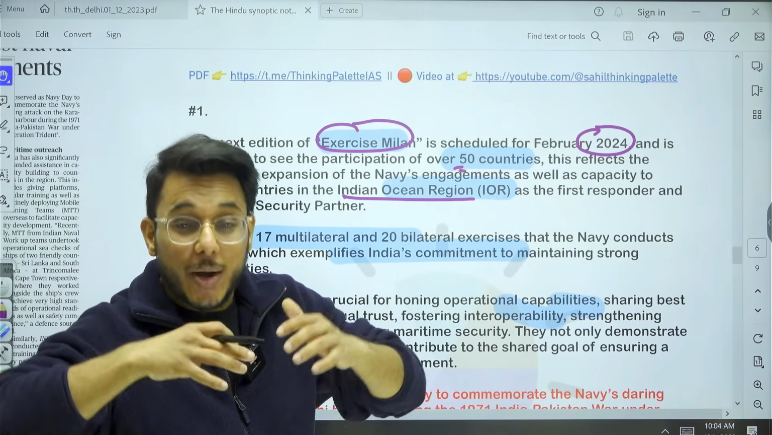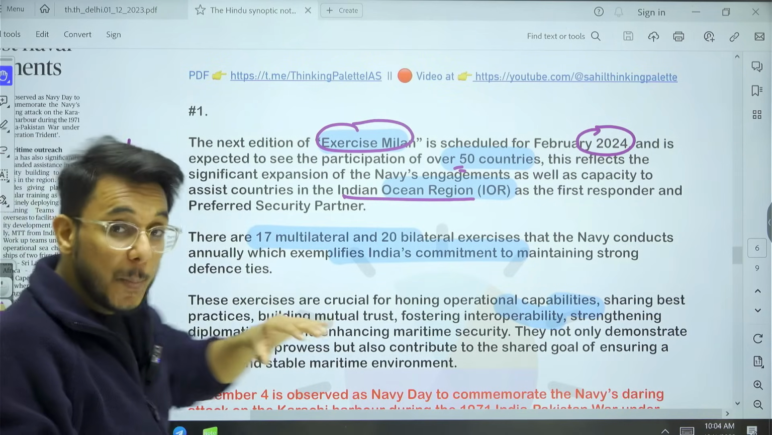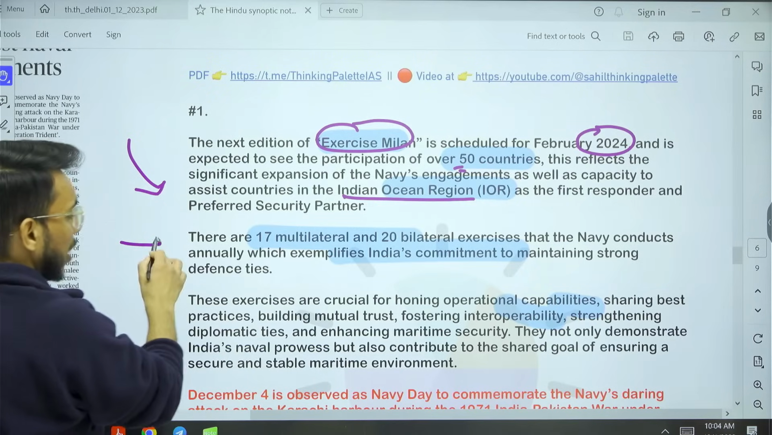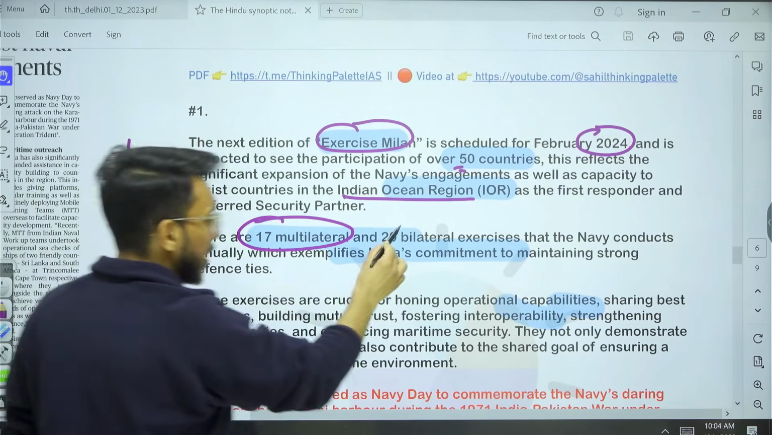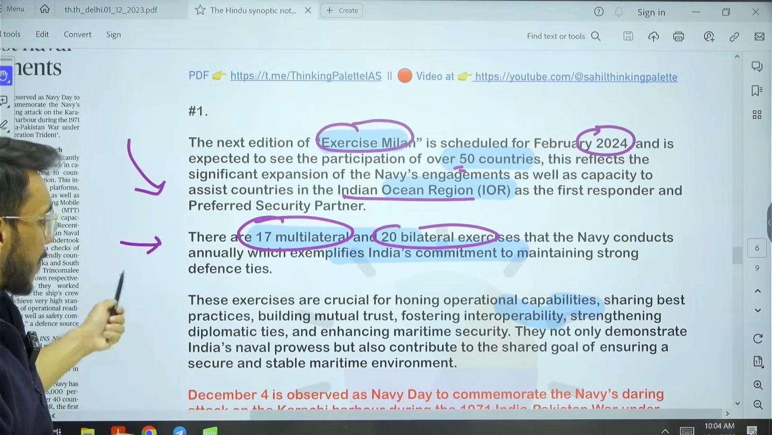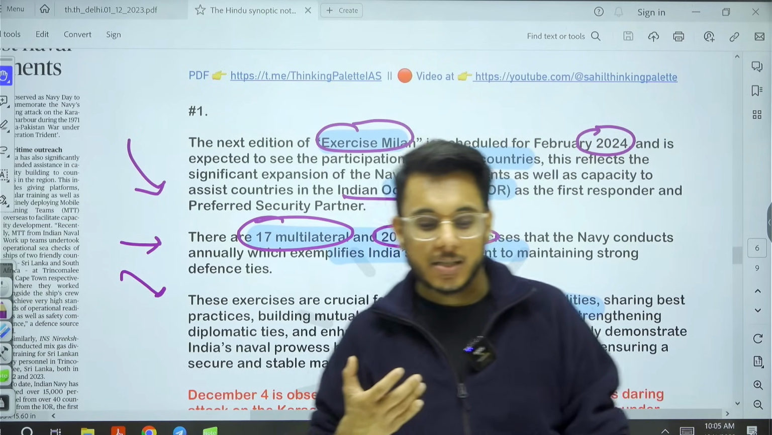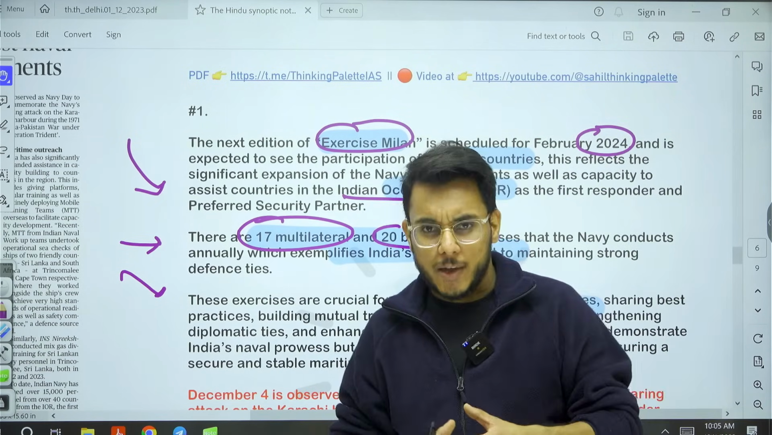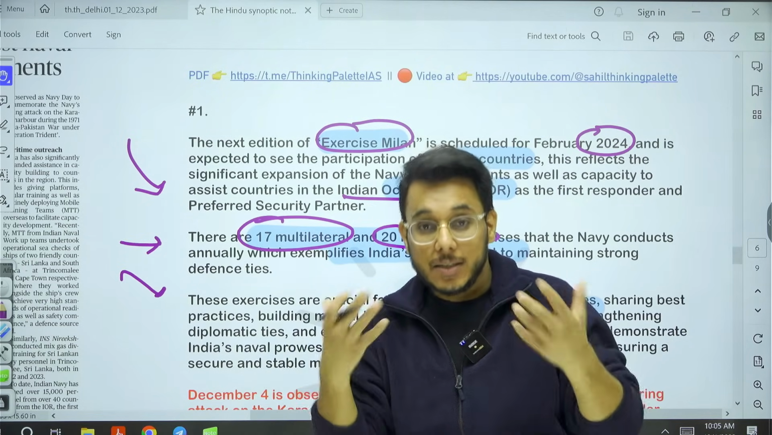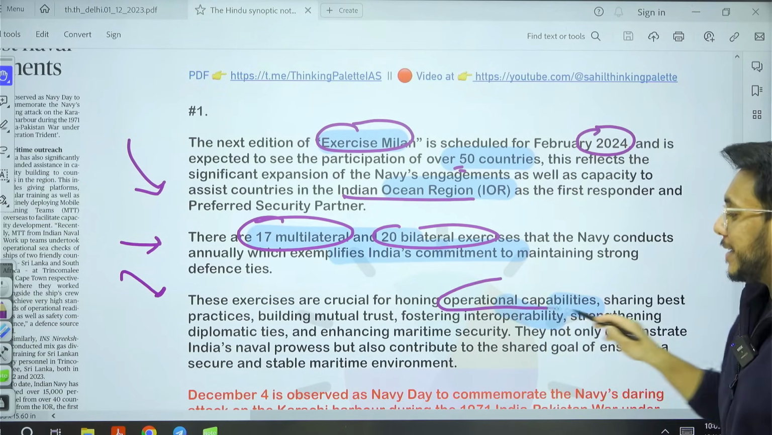It also shows how the Indian Navy has become a preferred partner for so many countries. Also, guys, there are 17 multilateral and 20 bilateral exercises that the Navy conducts every year. Along with that, the Milan exercise is also going to be conducted. Now, why are these exercises important? What is the role and significance of these exercises? These exercises play a very important role where countries can come together, exchange best practices, get to know each other's strategic and tactical knowledge, and also improve operational capabilities.